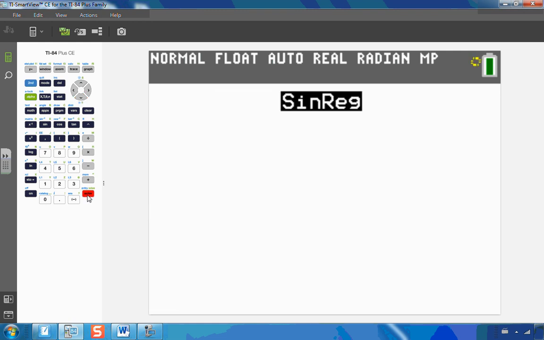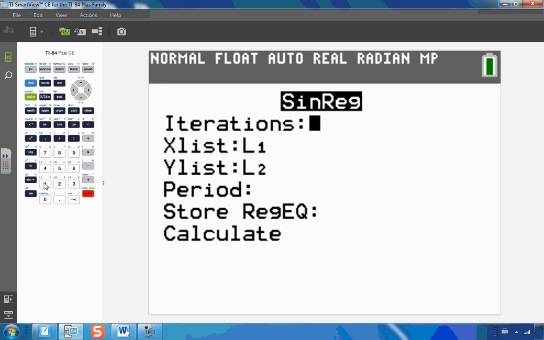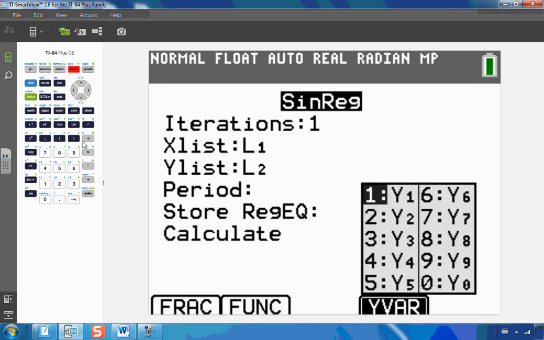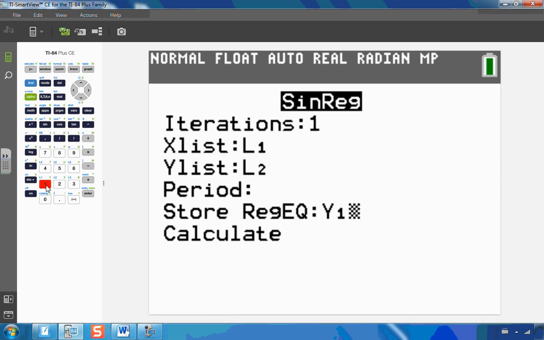So I press enter. Okay, so iterations just 1. X is in list 1, yep. Y is in list 2, yep. Ignore the period. And here's where I want to store the regression. I want to copy paste it into Y1. So I want to tell it I want it to go into Y1. So I'm going to go alpha trace, and then I want to copy it into Y1. And then I press calculate. Press enter.